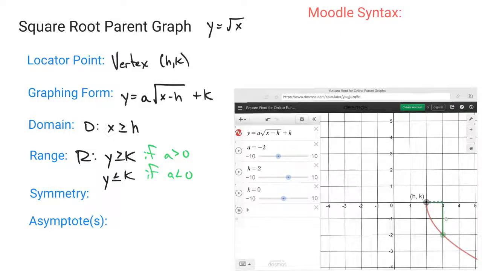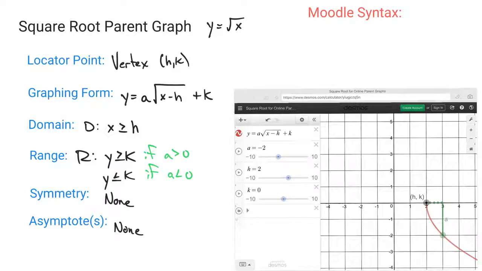Now the line of symmetry, there isn't one here for this particular graph, and there is also not an asymptote. So do be cognizant of what's happening with this graph as you shift it around, and what that graph looks like.